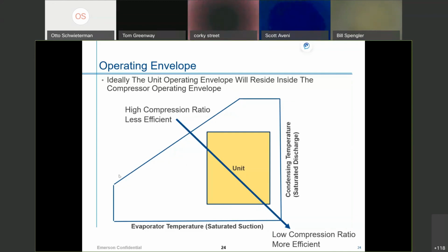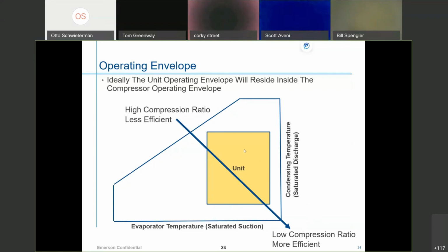This operating envelope has a compression ratio. So this is the high compression ratio of the envelope. It's going to be roughly a 6 value. As you can see, the higher the compression ratio, the less efficient that compressor is going to be. The lower the compression ratio, the more efficient that compressor itself is going to be.